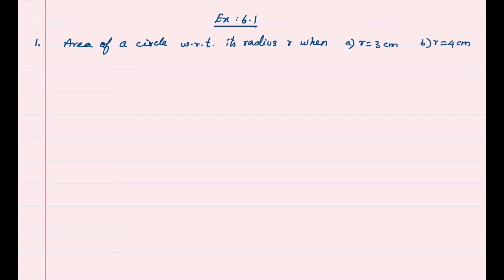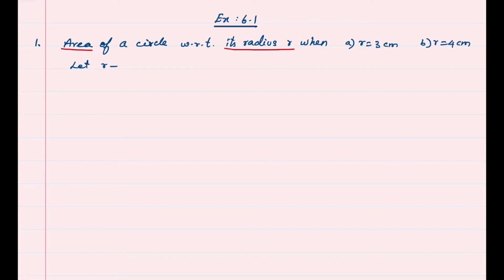Exercise 6.1. The first question. Find the rate of change of the area of a circle with respect to its radius when r is equal to 3 centimeters and r equal to 4 centimeters. Here we have to find the rate of change of area of the circle with respect to its radius.